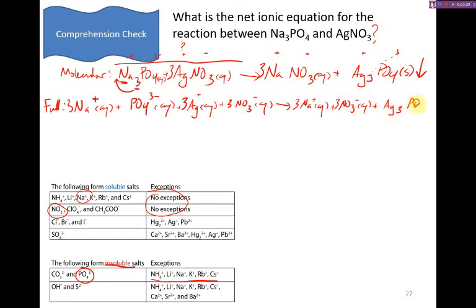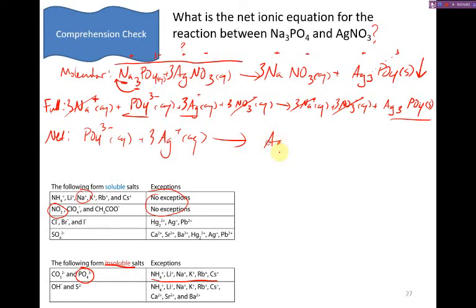And again, anything that is a solid, liquid, or gas stays together in the full ionic equation. Now we look for anything that is the same on both sides. We have 3 sodium and 3 sodium ions, 3 nitrates and 3 nitrates, and then everything else stays. That means our net ionic equation is going to be phosphate ion plus 3 silver ions reacting to form silver phosphate precipitate.